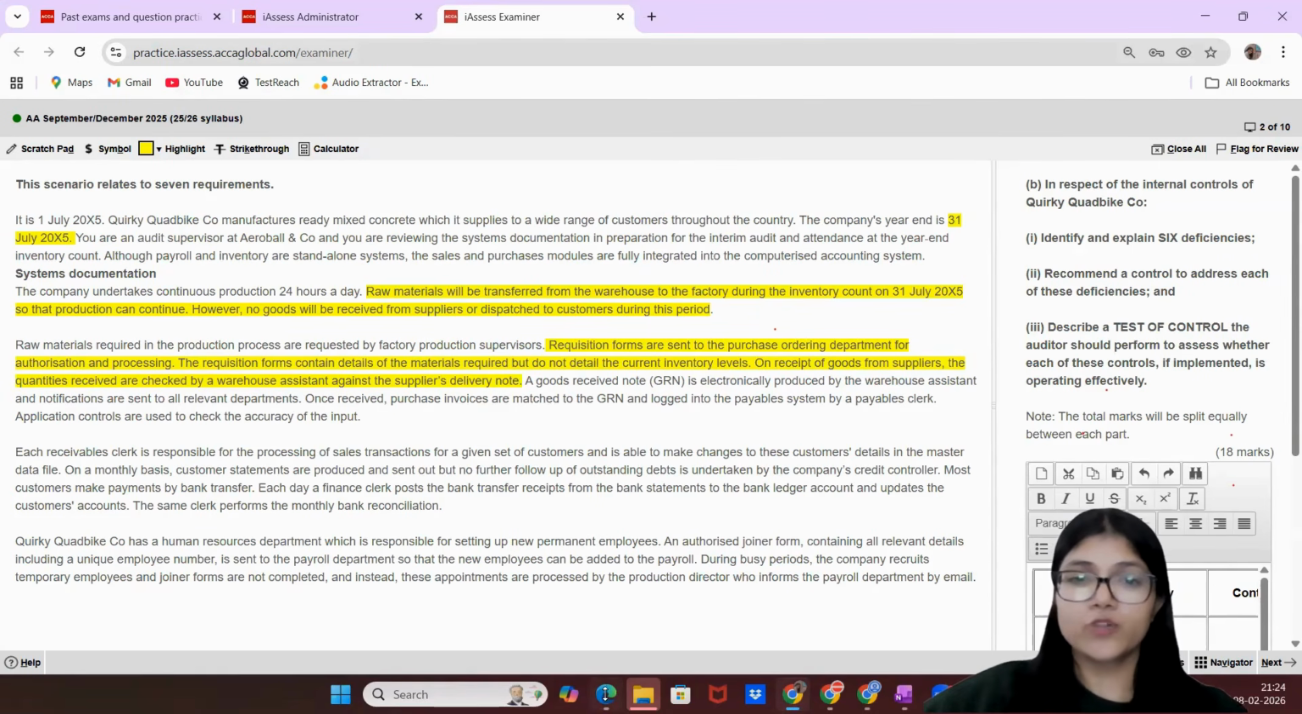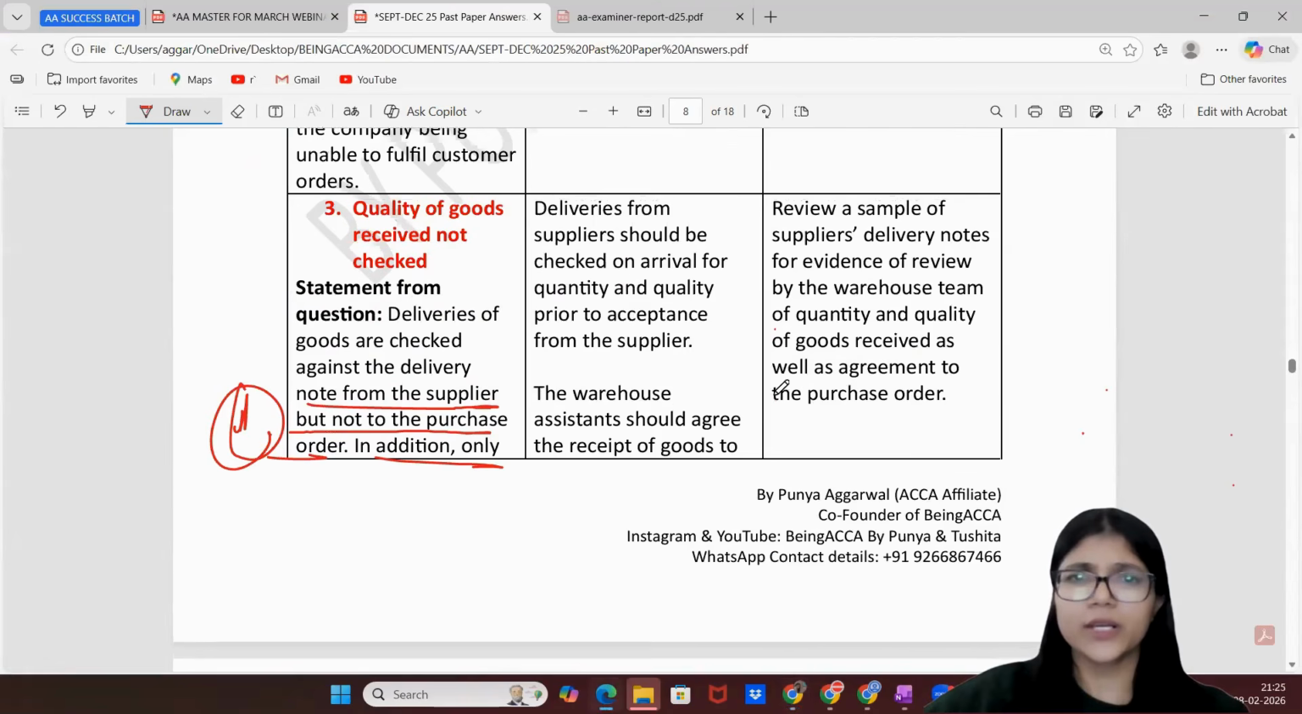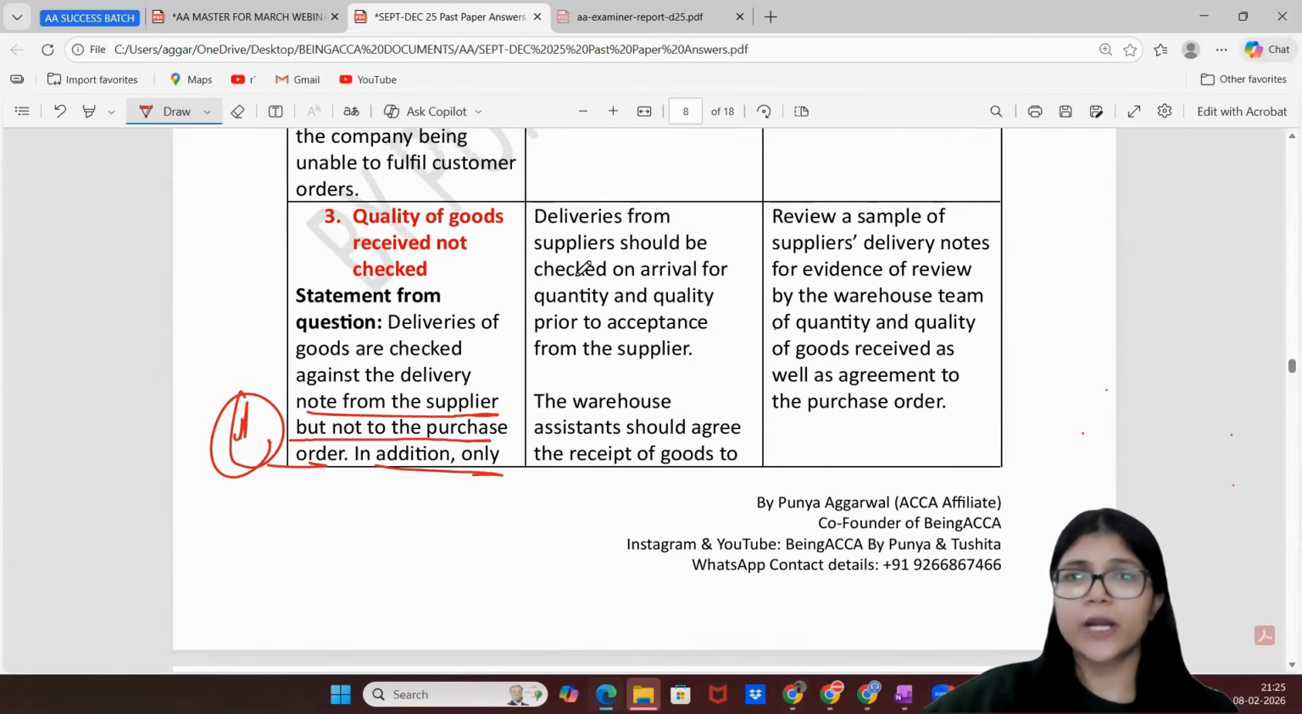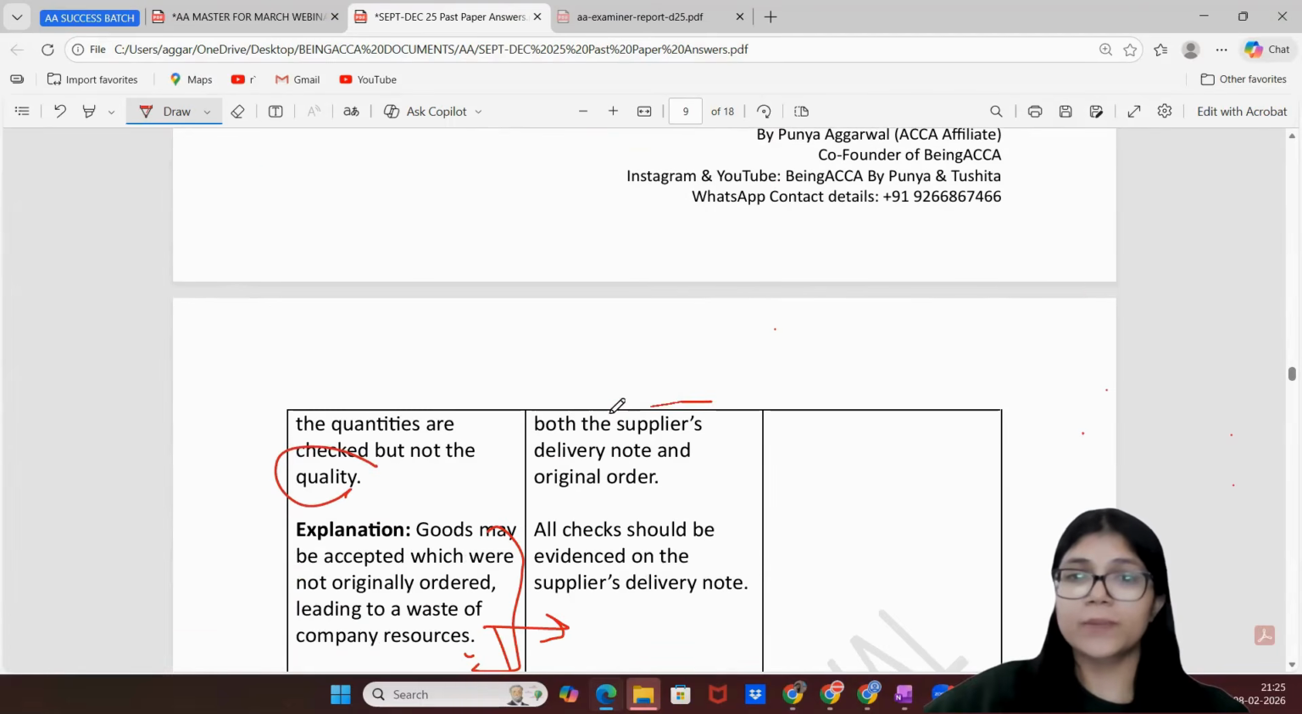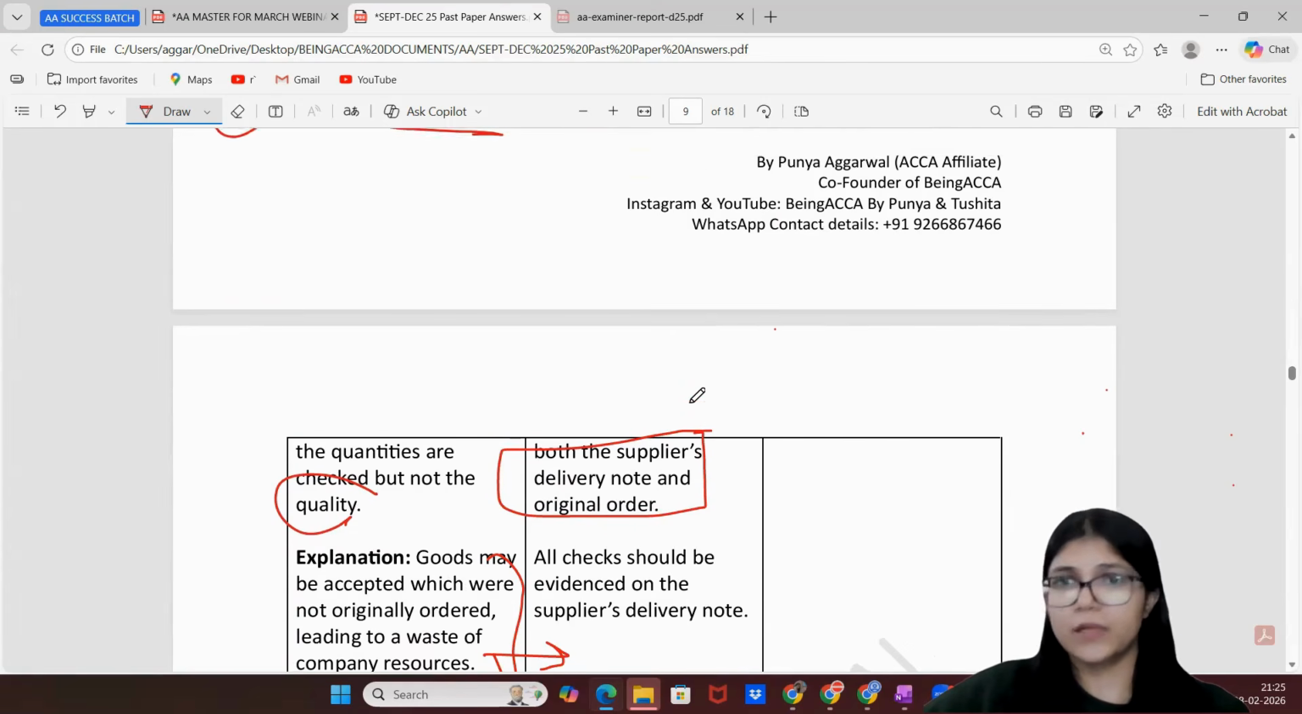Then let me show you the recommendation. I think simple recommendation again. Deliveries from suppliers should be checked on arrival. Quantities and quality both should be checked before we accept from the supplier. The warehouse assistant should agree the receipt of goods to both the supplier delivery note and the original purchase order that we have placed. Simple.